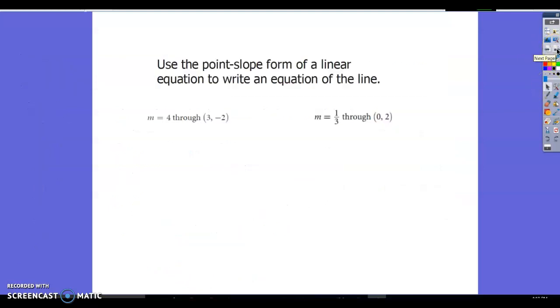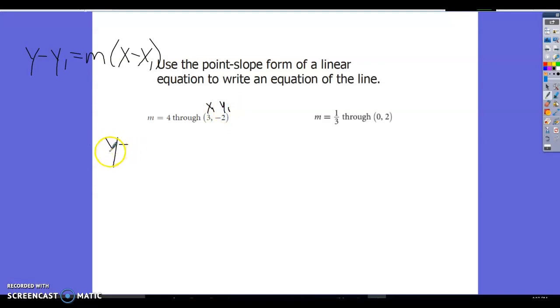All right, it says use point-slope form of a linear equation to write an equation of a line. Point-slope form: y minus y1 equals m times x minus x1. We've seen how this comes from the slope formula, and we're just going to use that to write an equation. We know this is our slope, and we know this is our x and y from our first point.